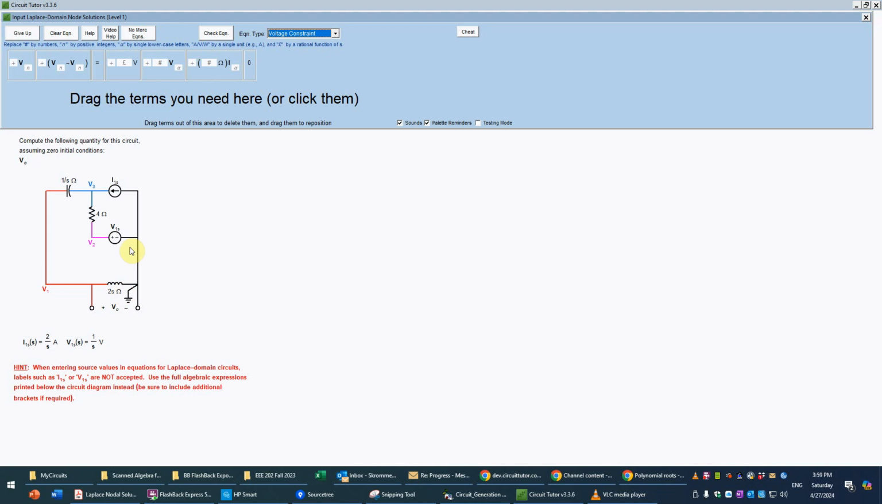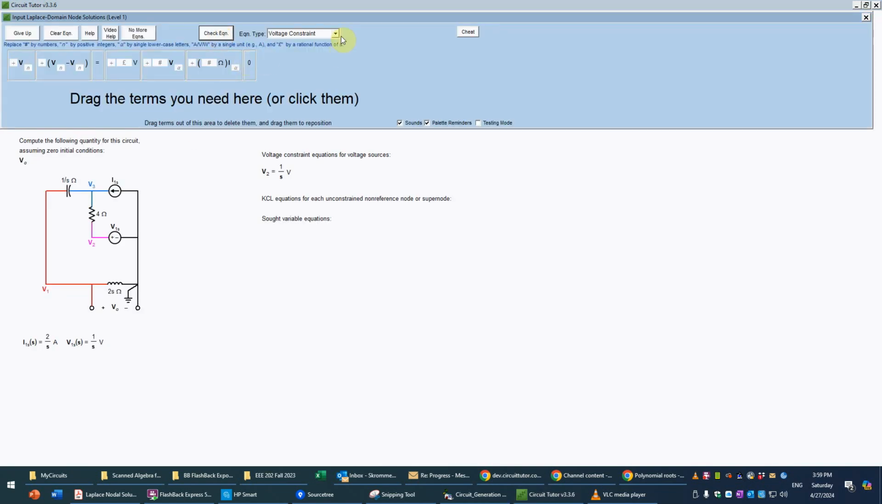And that's one of the simpler equations. Since this is our ground, that means simply that V2 is the value of this source. So we'll just select that term. You can click or drag here. If the clicking doesn't work, just drag it. And we'll fill in the blanks there. So that's going to be V2 is equal to the value of the source, which is just 1 over S. So now we would just type that rational function, 1 over S. And then we check that. And that's all the voltage constraints we have, since there's only one voltage source in this circuit.